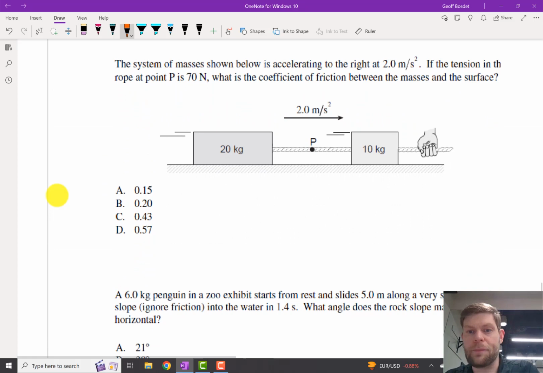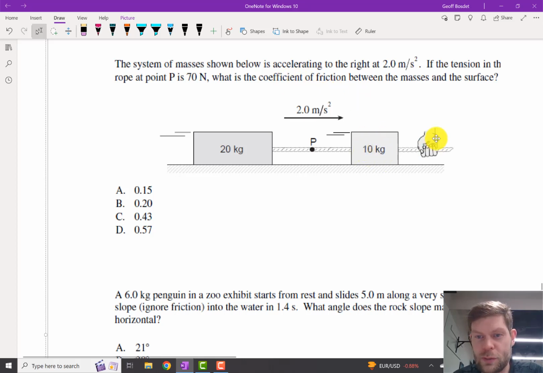Next guy, we got this guy. This is another one where we could apply our formulas to just the 10 kilogram, just the 20 kilogram, or a whole system. I'm going to apply it to just the 20 kilogram one because I don't care about the hand force. I don't know the hand force, and I don't want to know it. I just want to find the coefficient of friction.